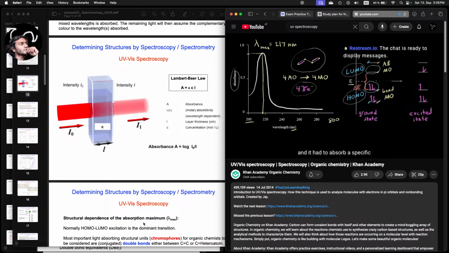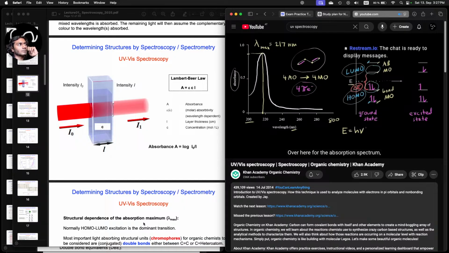And it had to absorb a specific amount of energy in order to do that. It had to absorb the right amount of energy to make that transition, and we know that energy came from the light. The energy of a photon of light is equal to h, where h is Planck's constant, times the frequency of light, which is nu.